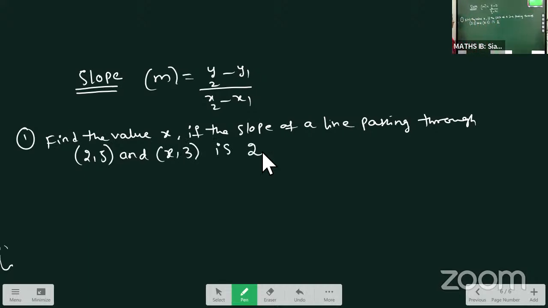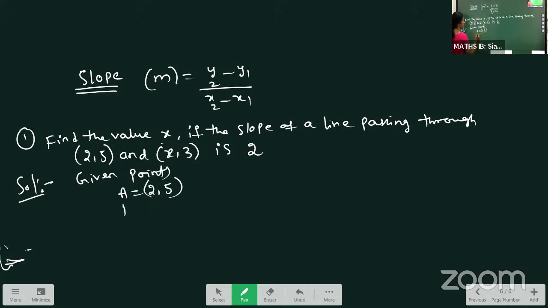Read the question so that you can easily understand what is given and what we have to find. We have to find the unknown value, that is x. What is given? The slope of a line passing through 2 points. So 2 points are given, and the slope is also given. When 2 points are given, what is the slope formula? Y2 minus y1 by x2 minus x1. First point, take it as A equals 2 comma 5. Second point, take it as B equals x comma 3.